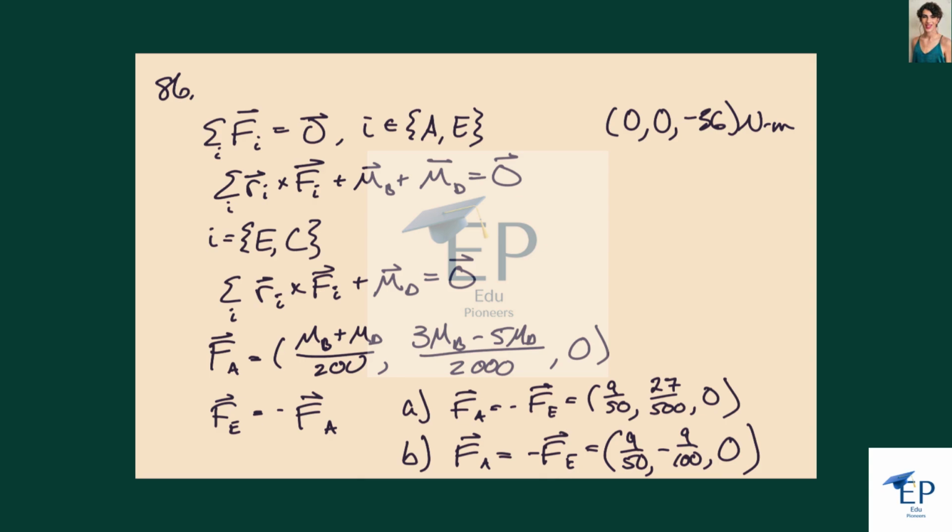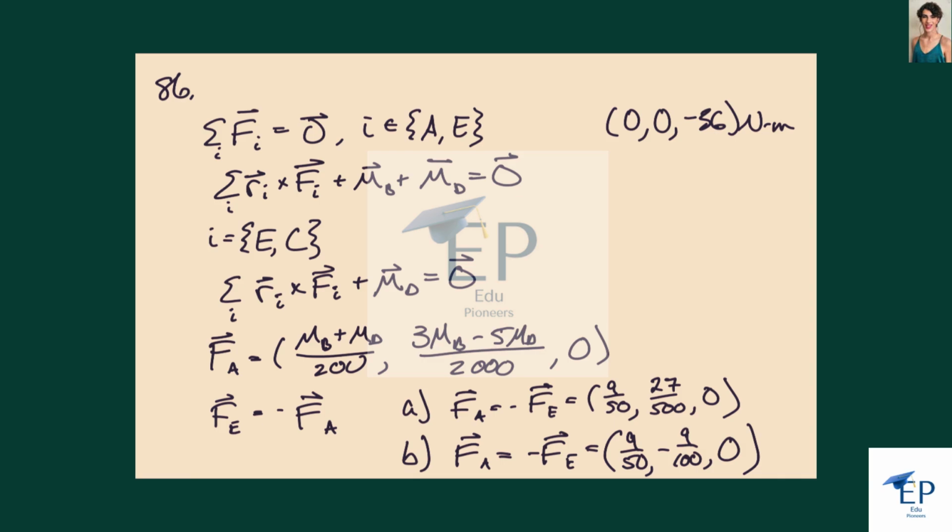So that's no surprise. And so we see here that this one, FA, the horizontal component doesn't depend on where we put the moment. It's 9/50 newtons in either case.